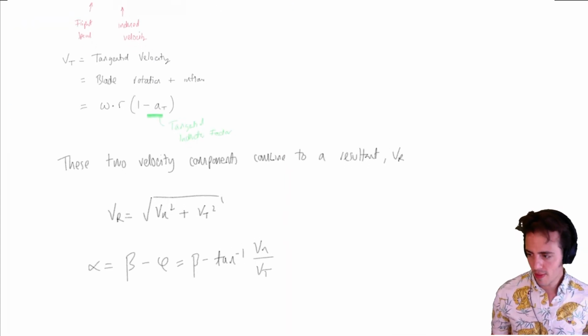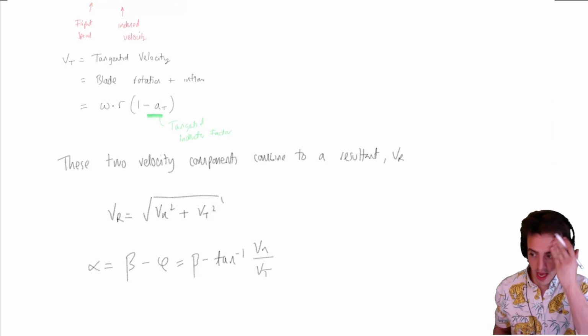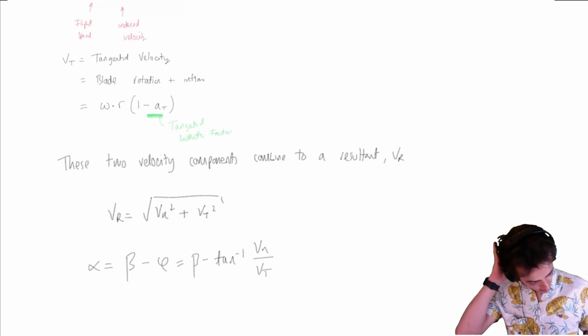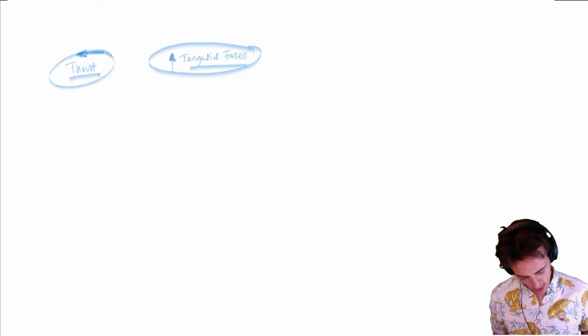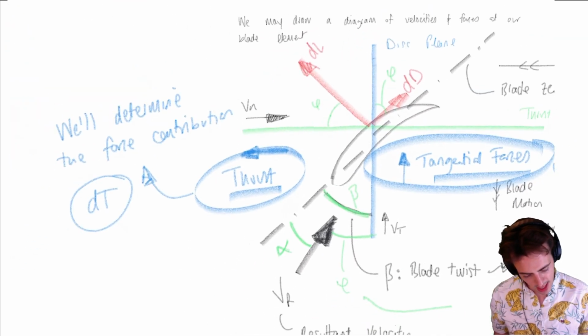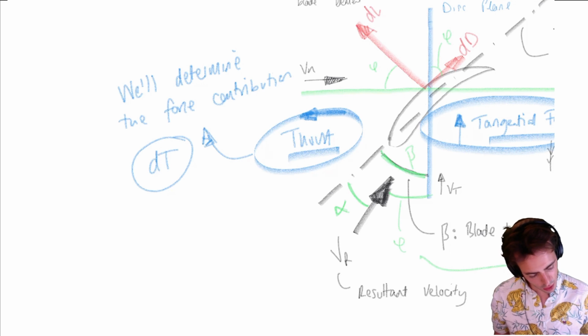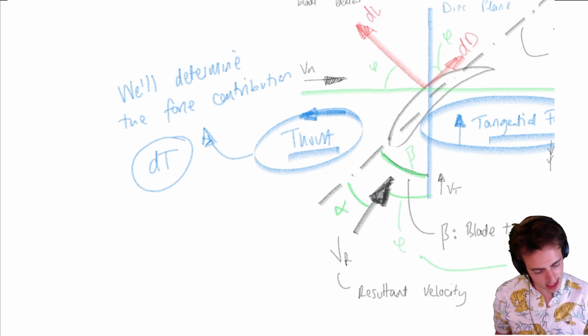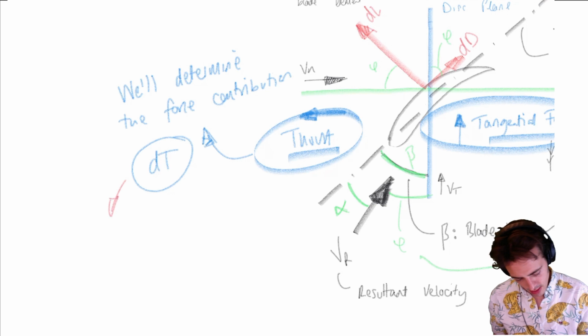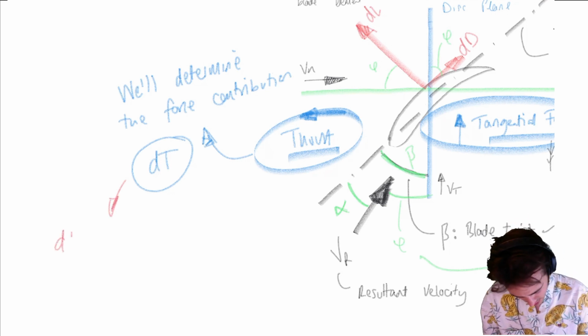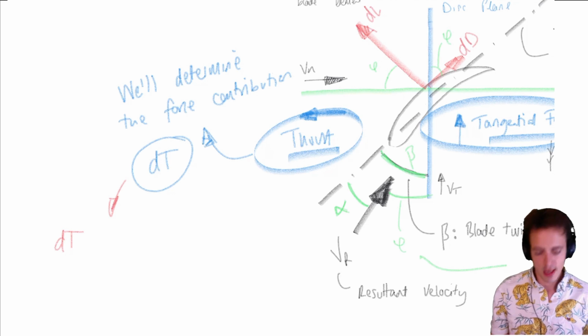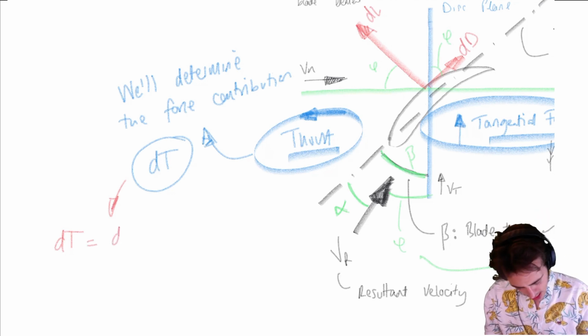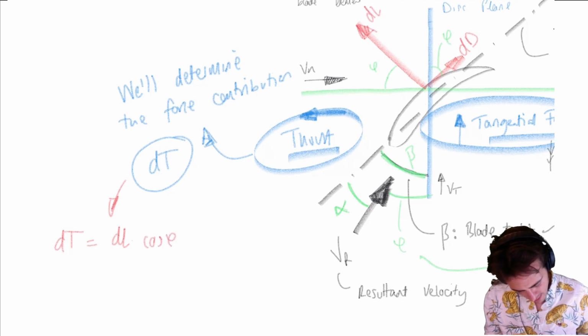So we've got those two velocity components that give us a resultant velocity VR. It would be helpful if we could express things in terms of thrust and torque. So we can see that if we want to get the force dT in this direction, all the forces we're trying to resolve are because of dL and dD. So our dT is going to be equal to dL multiplied by cosine phi minus dD sine phi.